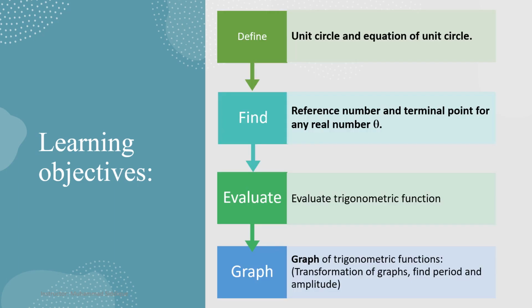From this lesson we have to define the unit circle and the equation of the unit circle, find the reference number and terminal point, and evaluate trigonometric functions. In the last part, we have to graph and transform graphs, and find the period and amplitude of trigonometric functions.